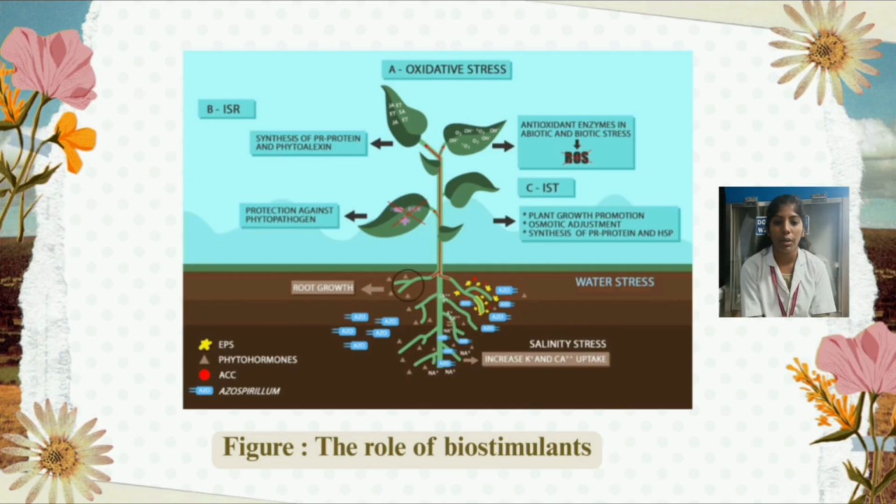In the upper parts of the plant, Azospirillum also reduces oxidative stress by activating antioxidant enzymes which protect the plant during both abiotic and biotic stress. Additionally, it enhances induced systemic resistance, providing protection against phytopathogens. It also promotes plant growth through osmotic adjustment and by stimulating the synthesis of protective proteins.